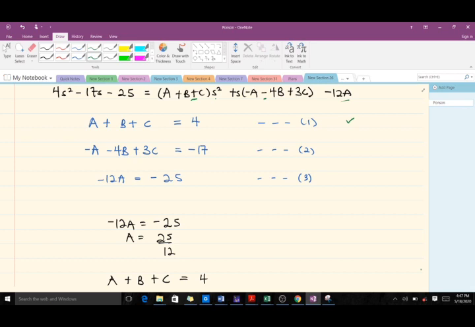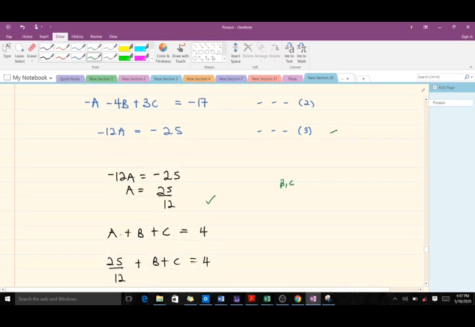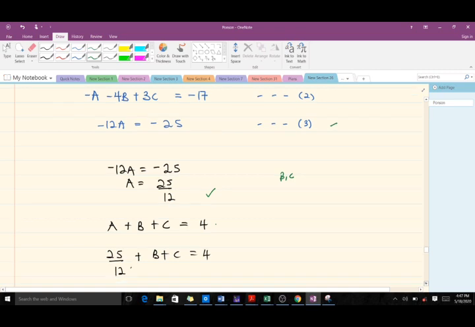Realize that from equation 3, we have negative 12A equals negative 25. So we can simply find our A, which should be 25 over 12. Now we have to find our B and our C. From equation 1, we have A plus B plus C equals 4. And now we have A to be 25 over 12, so we can make that substitution here.